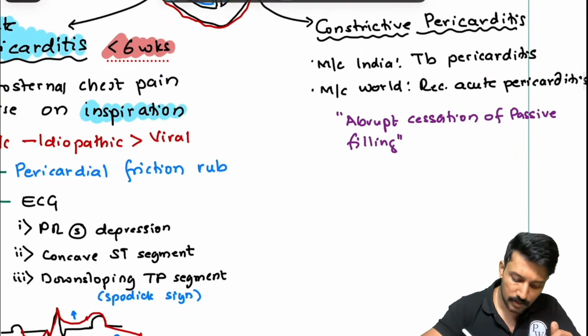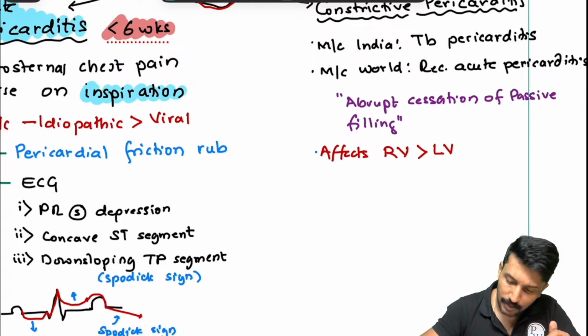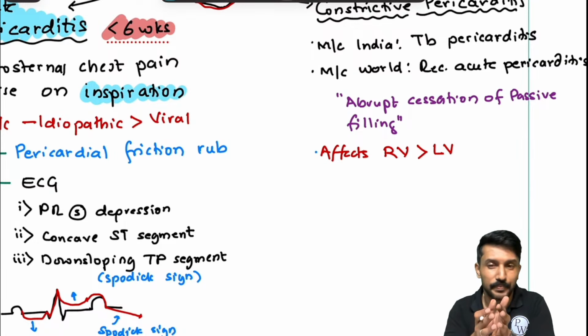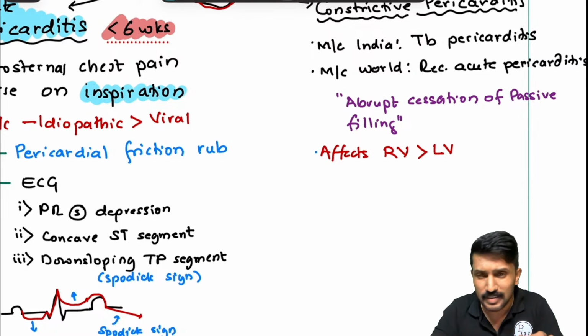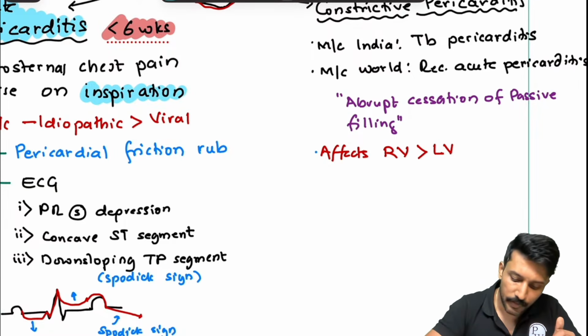We also have to remember that the condition affects the right ventricle more than the left ventricle. Why? Because the right ventricle is a thin sheet of muscle. It is easier to stop its contraction and relaxation. The left ventricle is relatively more muscular. It is difficult to stop its relaxation and contraction, right? So it affects the right ventricle more.